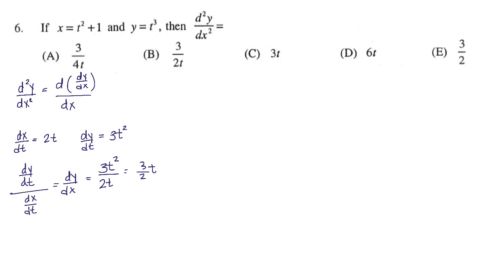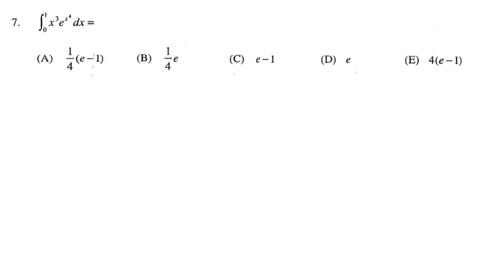But now remember, we need our second derivative, so let's come back up and look. So I need to find the derivative of 3/2 t. Well, the derivative of 3/2 t is just going to be 3/2, but then that has to come back and be divided by our dx/dt, which is 2 times t, and then that's going to simplify to be 3 over 4t. So that's going to be answer choice A.